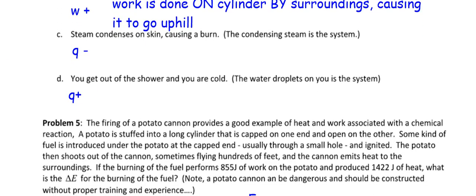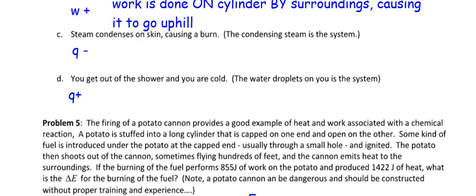Okay, the firing of a potato cannon provides a good example of heat and work associated with a chemical reaction. A potato is stuffed into a long cylinder that is capped at one end and open on the other. Some kind of fuel is introduced under the potato and capped at the end, usually through a small hole, and ignited. The potato then shoots out of the cannon, sometimes flying hundreds of feet, and the cannon emits heat to the surroundings.